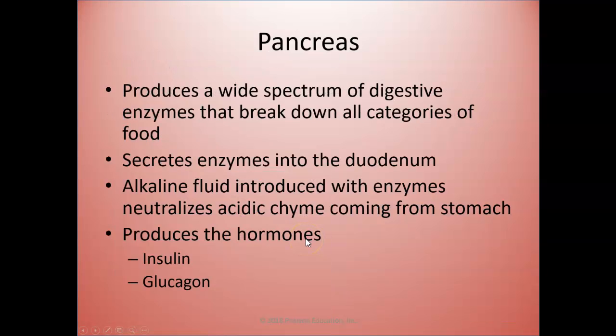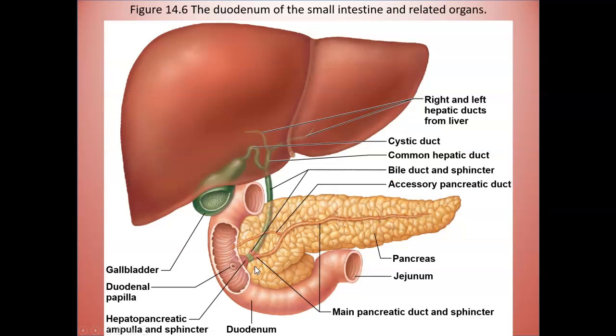All right. It produces a wide spectrum of digestive enzymes that break down all categories of food. It secretes enzymes into the duodenum. Alkaline fluid is introduced with the enzymes and neutralizes the acidic chyme coming from the stomach. It also produces hormones, particularly insulin, which regulates blood sugar, and glucagon, which is also involved in regulating blood sugar level. So here's our pancreas right there. Liver, duodenum, that's our pancreas, again with this triangle shape.